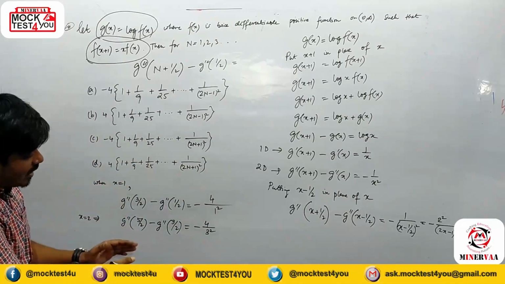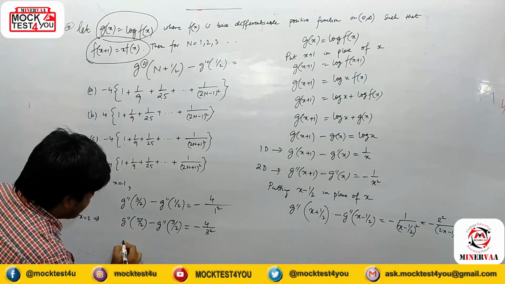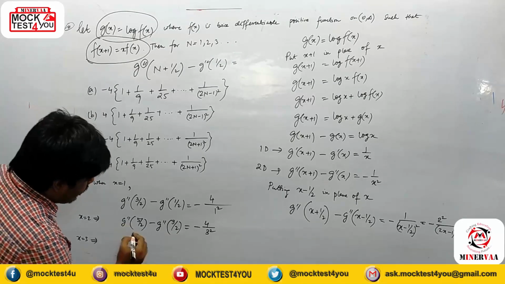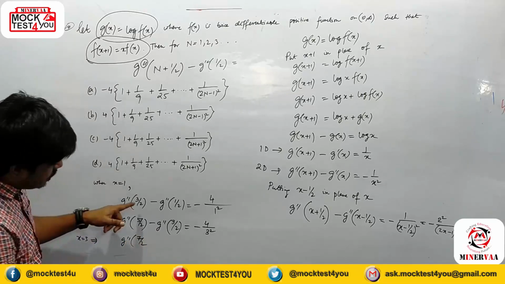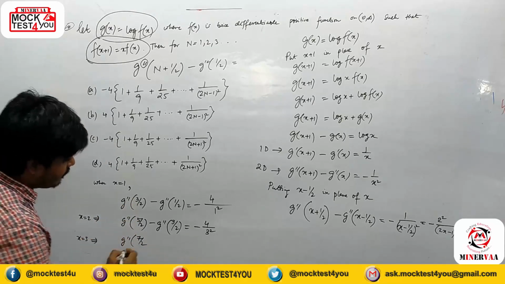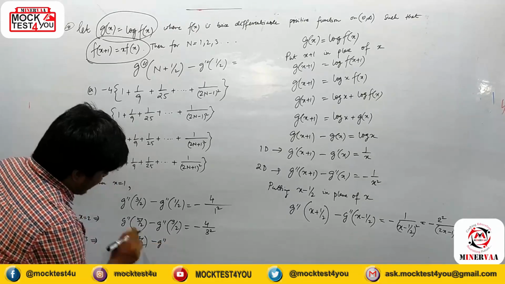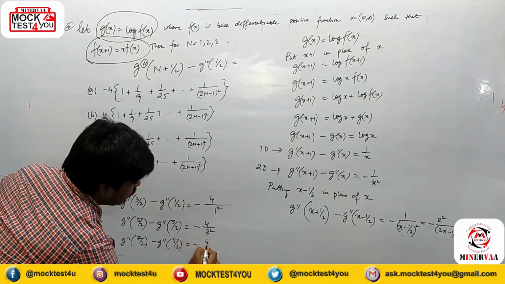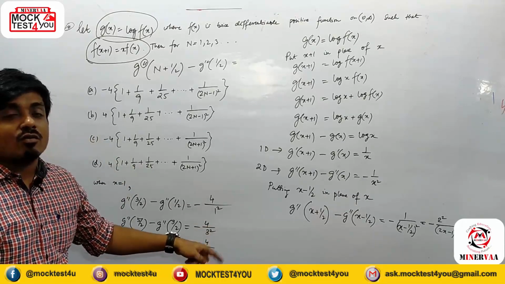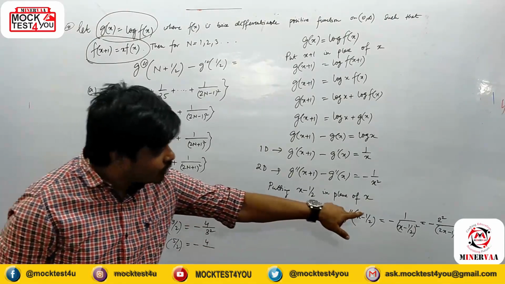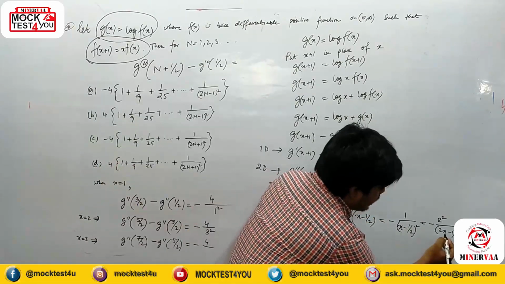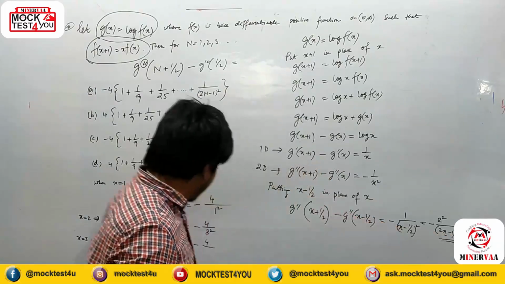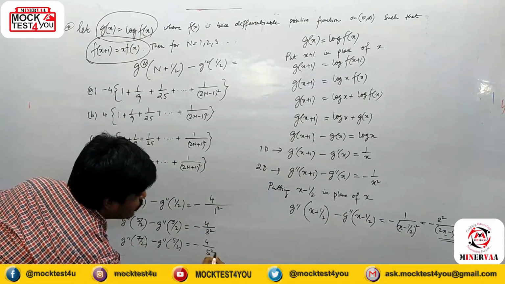Okay, now the next one I don't have to check, I will just write it. G double dash x equal to 3. It will be what? G double dash 7 by 2. You see odd numbers, 3, 5, 7, minus G double dash 5 by 2 is equal to minus 4 by, the next one will be what? It will be 5 square. You put there 3, that is 2 into 3 is 6, 6 minus 1 is 5, 5 square.